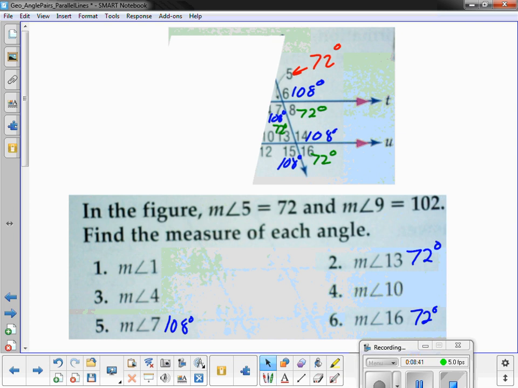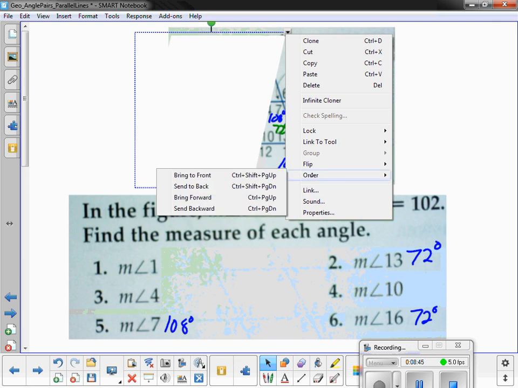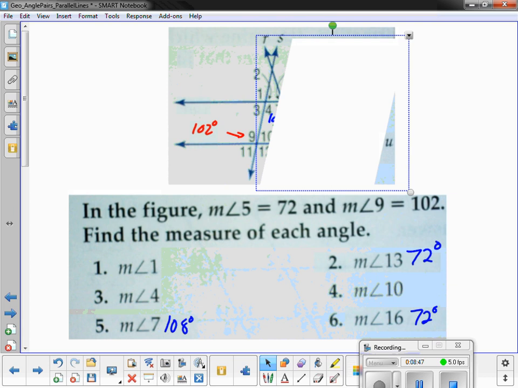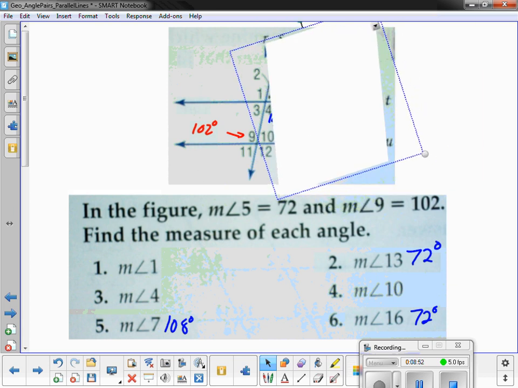Okay, so now let's move this to the front, slide it to the other side, and turn it. That way it hides my other values, so I can just look at those sides. Now, what we know here is that angle 9 is a 102-degree angle. Well, that means I have a bunch of other angles as well.